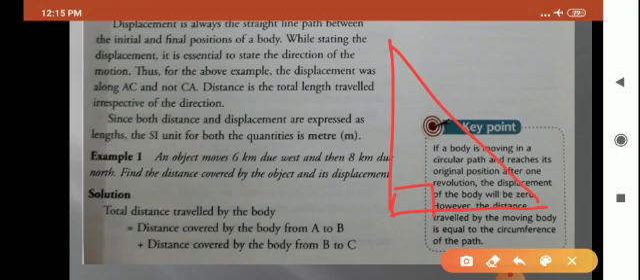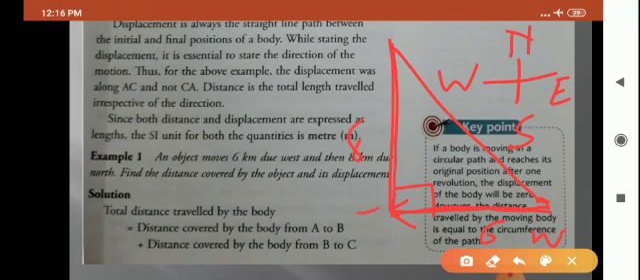So when the object moves, initially the object was here. When the object moves 6 km due west, as I told you, north, south, east, west, and then from here it moves 8 km due north, and when we join this line, it forms a right angle triangle. Yes or no? Now you have to find the distance covered by the object and the displacement.